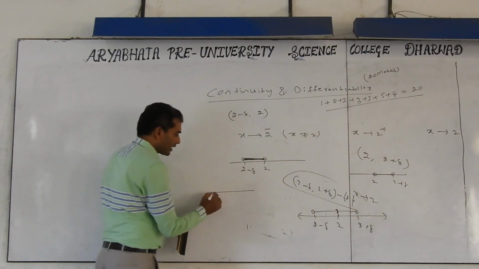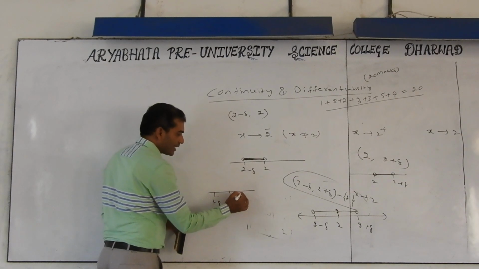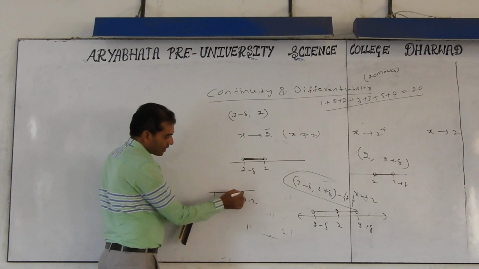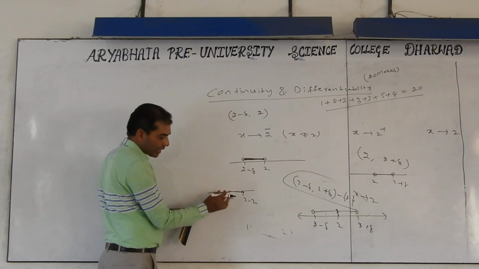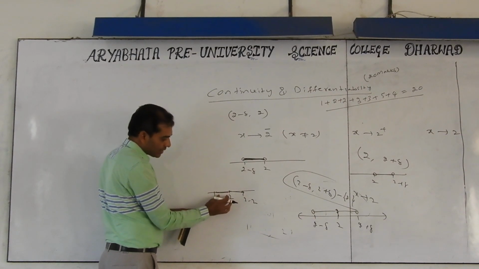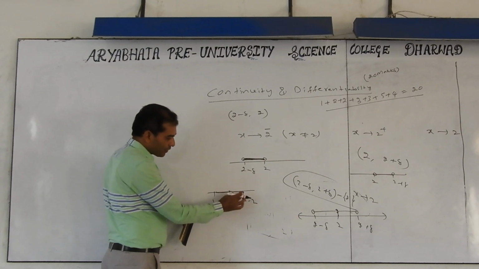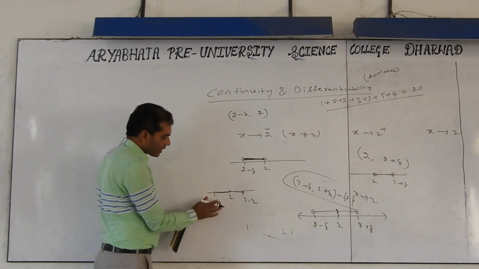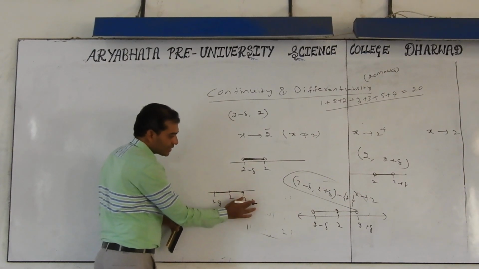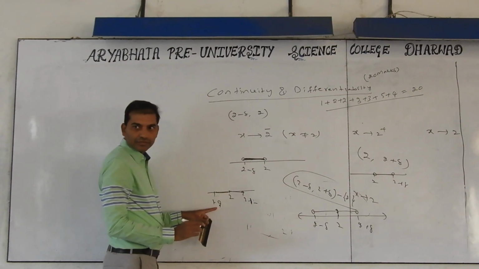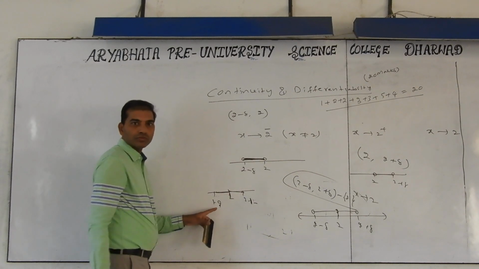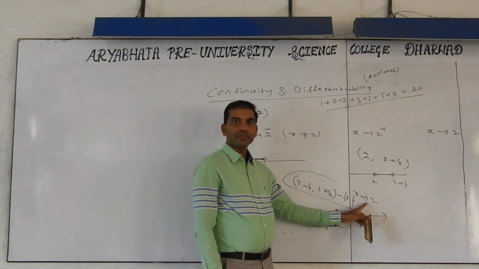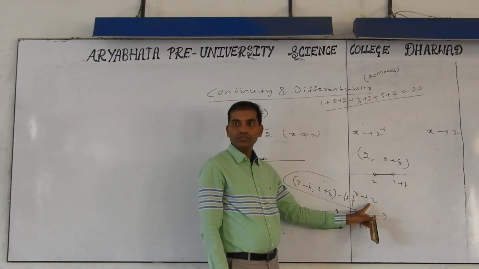Or if you take left side 1.8, then you take right side 2.2. Radius should be equal. Here 2 is there, so I took the distance. Radius how much here? 0.2. Right? If you take 0.2 length, then left side is the same 0.2. If you take here 1.9, then this side is 2.1. But not 2. That is called the neighborhood of 2.